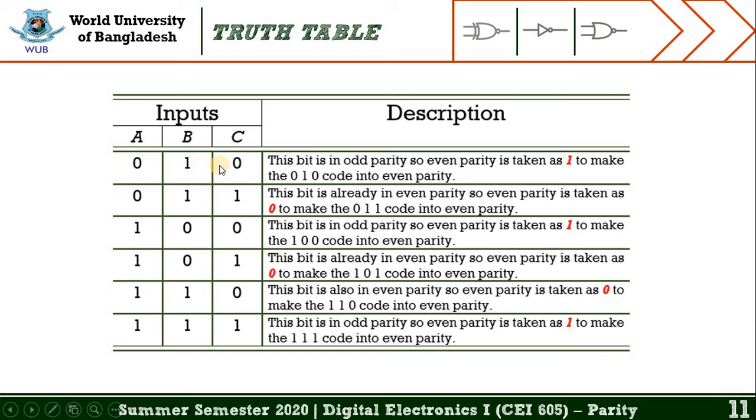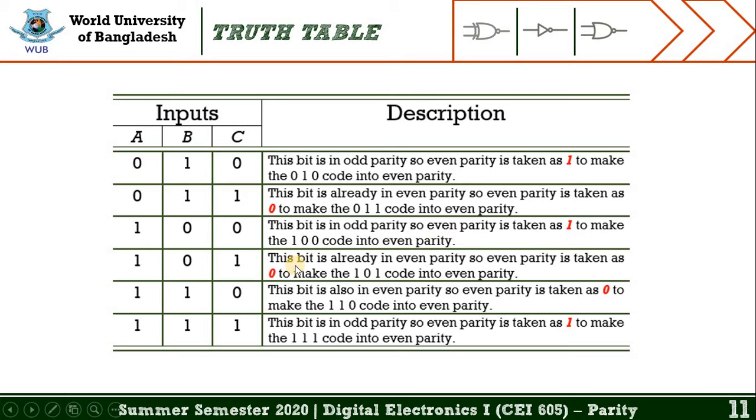Next combination is 0, 1, 0, which means this bit is in odd parity. So even parity is taken as 1 to make the 0, 1, 0 code into even parity. Next combination, 0, 1, 1: this is already in even parity. So even parity is taken as 0 to make the 0, 1, 1 code even parity. Next combination, 1, 0, 0.